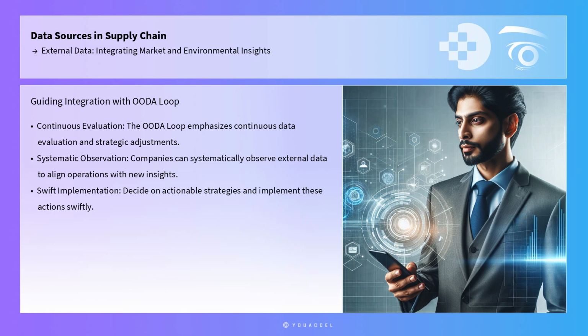The integration process can be guided by frameworks like the OODA loop, which emphasizes continuous data evaluation and strategic adjustments. By applying the OODA loop, companies can systematically observe external data, orient their operations to align with new insights, decide on actionable strategies, and implement these actions swiftly. For example, a food and beverage company might use this framework to adjust its supply chain strategy in response to changing consumer preferences identified through market data analysis.